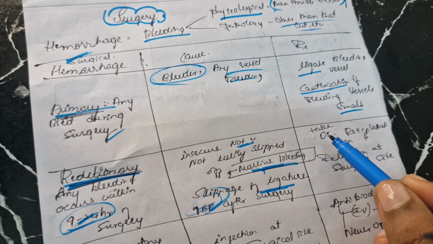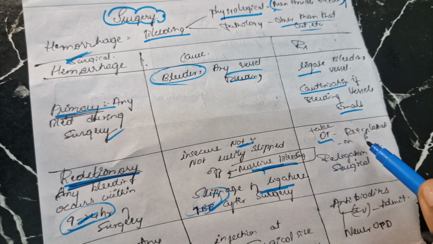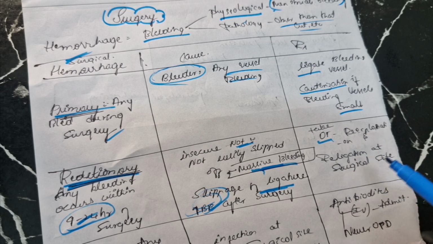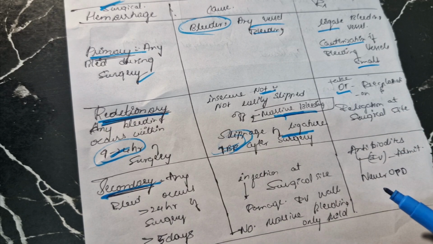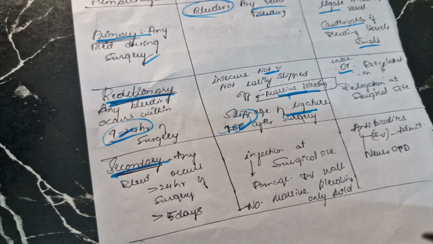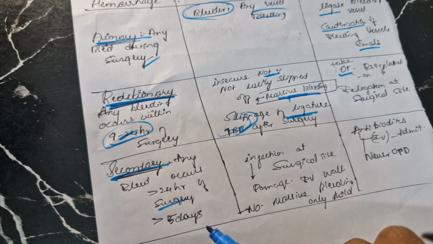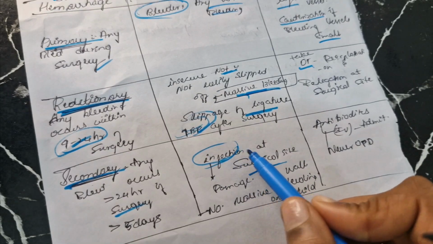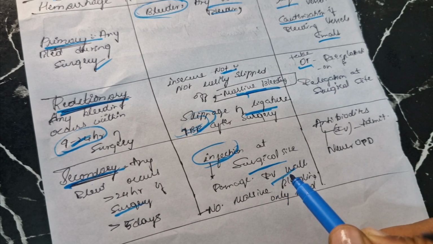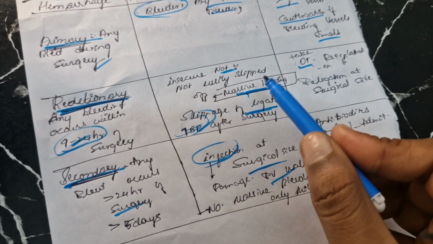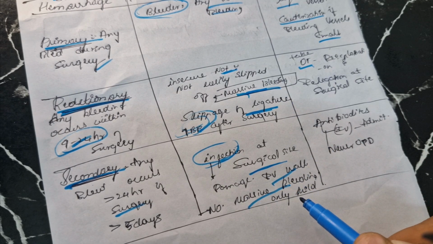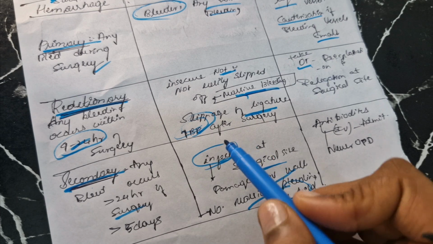For treatment, we have to take the patient back to the OT, re-explore where the bleeding is, and religate at the surgical site. This is the treatment in case of reactionary bleeding. Coming to secondary bleeding, this occurs after 24 hours or within 5 days from the surgery. This is due to infection at the surgical site. The infection causes damage to the blood vessel wall, so there won't be massive bleeding, only mild bleeding in this case. This is because of infections.